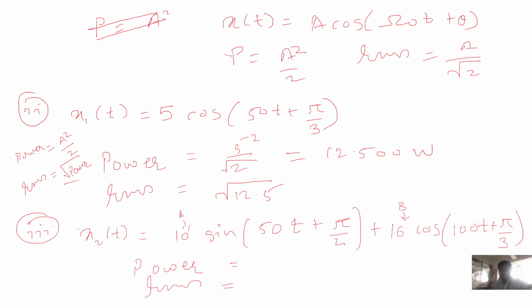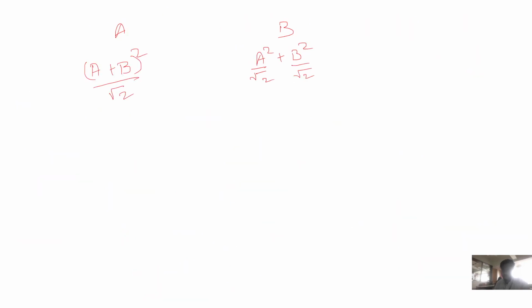Okay, fine. Whenever you get this kind of problem, you are supposed to assume that this is one signal, x1 of t, and this is another signal, x2 of t. Then you can solve each individually and add the power. If two signals are combined, power is going to get added. Therefore, you are supposed to go with this method. Am I clear?